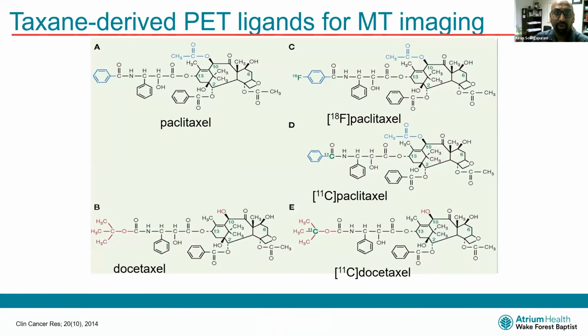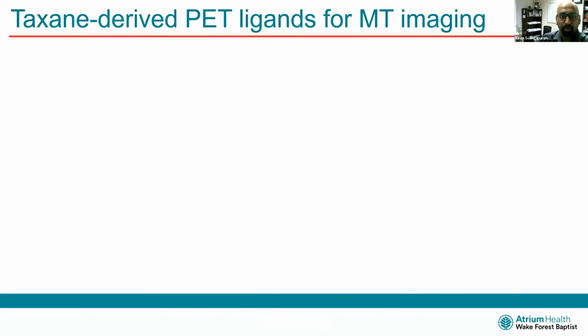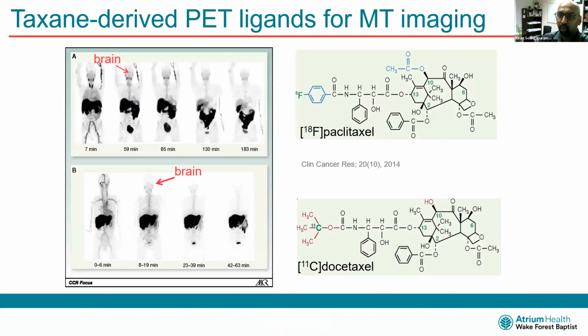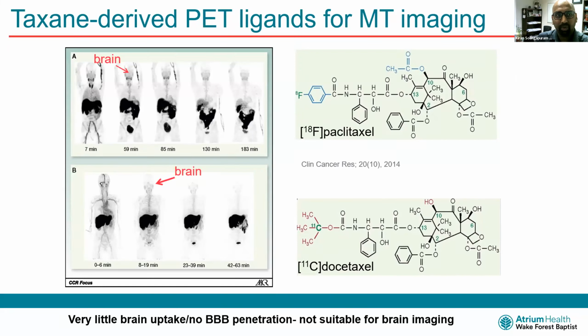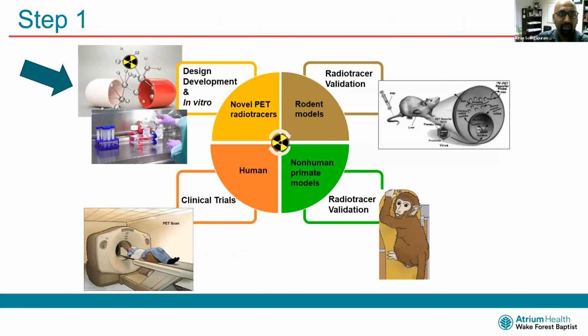We were not the first to develop a microtubule radiotracer. Paclitaxel and docetaxel are microtubule agents commonly used in the treatment of many cancers. But what was the problem? None of these tracers were going in the brain. There was very poor or no uptake in the brain, almost limiting their utility in CNS imaging. Therefore, our idea was to develop a radiotracer which is brain penetrant.